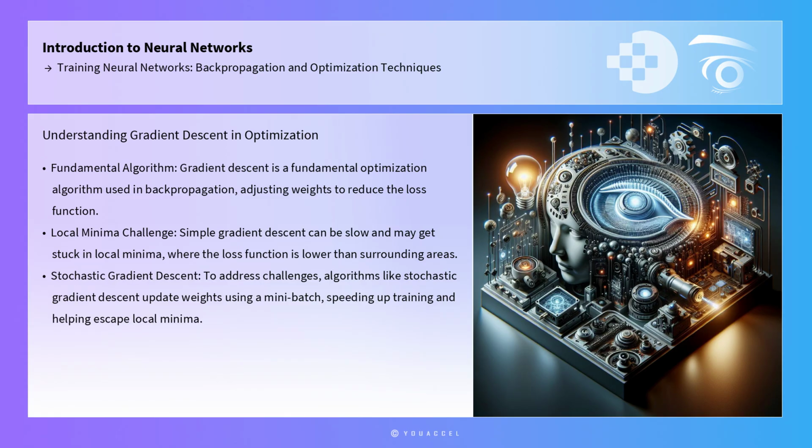To address these challenges, advanced optimization algorithms have been developed, such as stochastic gradient descent, which updates the weights using a subset of the data, known as a mini-batch, rather than the entire dataset. This approach not only speeds up the training process, but also introduces a degree of randomness that helps escape local minima.